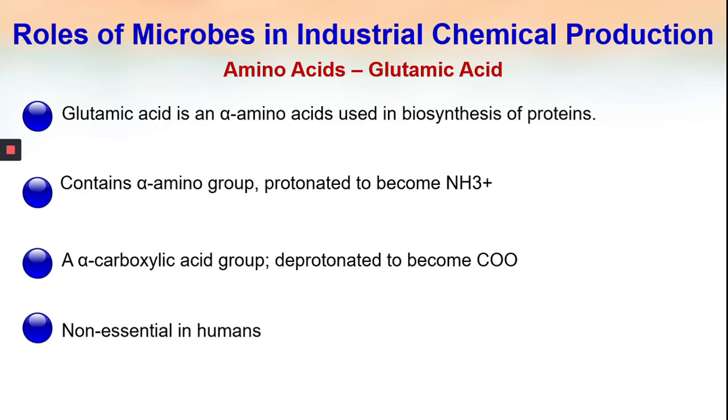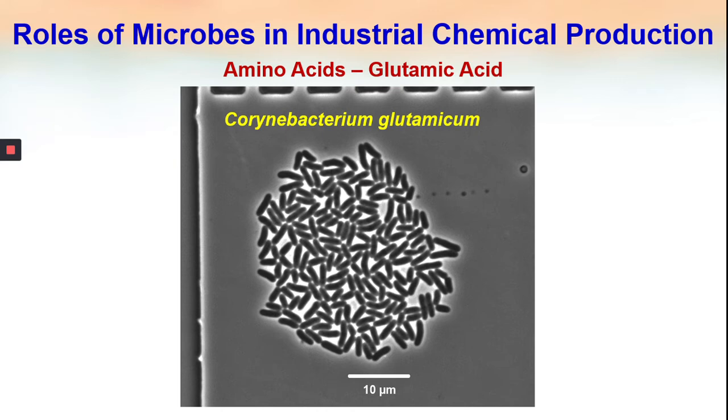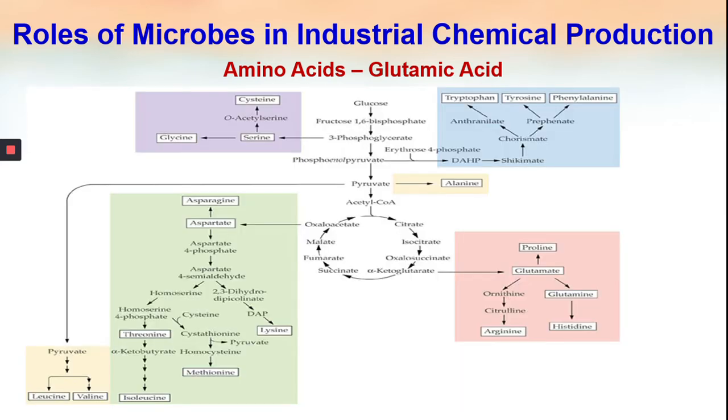Okay, now let's see how glutamic acid is produced. Basically, glutamic acid is produced by using a microorganism called Corynebacterium glutamicum. The name of glutamic acid is taken from the name of the microorganism, Corynebacterium glutamicum. And glutamic acid is produced from the starter molecule called alpha ketoglutarate.